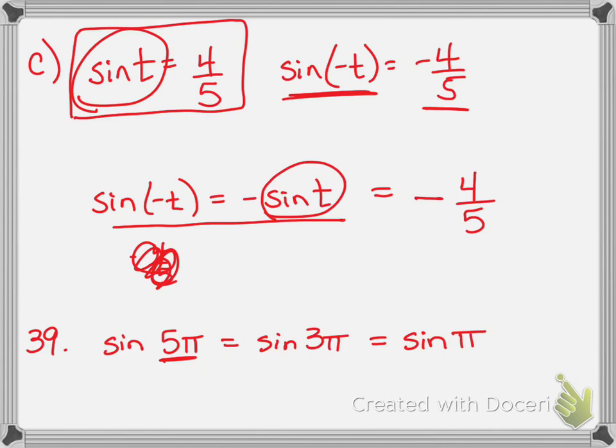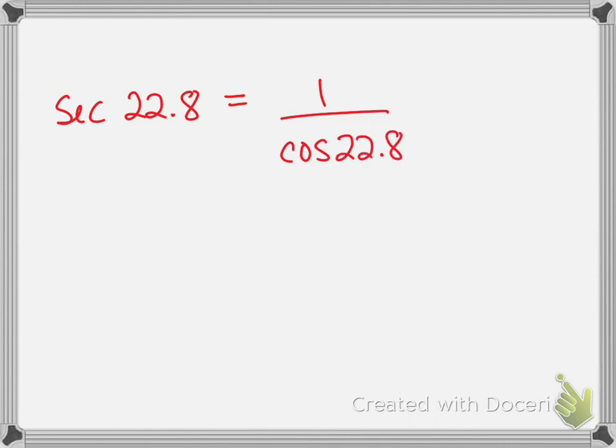Like on 63, where they want the secant of 22.8. Well, secant's reciprocal is cosine. So the secant of 22.8 is the same thing as 1 over the cosine of 22.8. So you can do that on your calculator that way if you'd like.